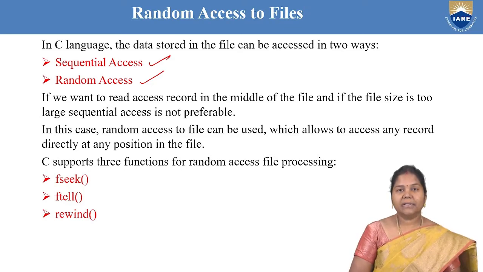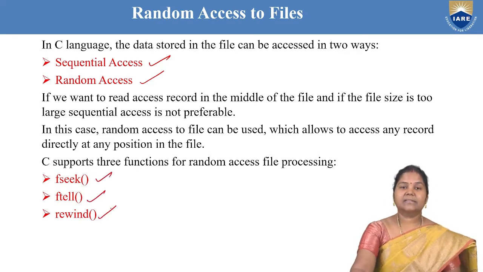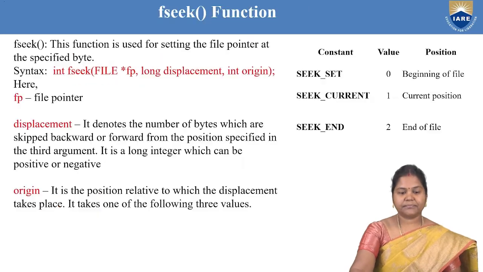But in most applications, sequential access will not be suitable and we need to access the file contents randomly. If you want to read or access the records of the file somewhere in the middle, or from a random position, then sequential access is not preferable and we should go for random access. So, how to do random accessing? For that, in C language, there are three functions: fseek, ftell and rewind. Now, let us discuss more about these three functions.